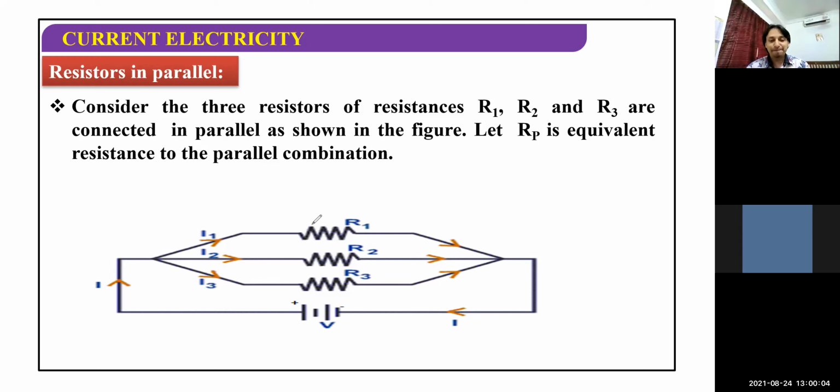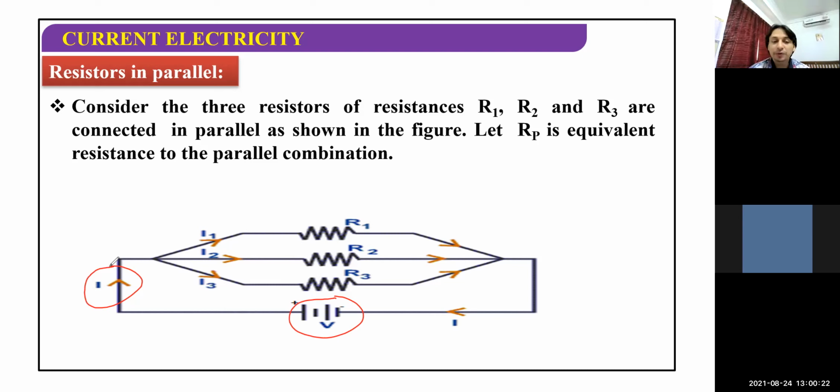And what other things do we find from this circuit diagram? If you observe carefully, again we have a battery. The battery was also there in the series combination. There was also a current in the series combination. There is a current in the parallel combination.